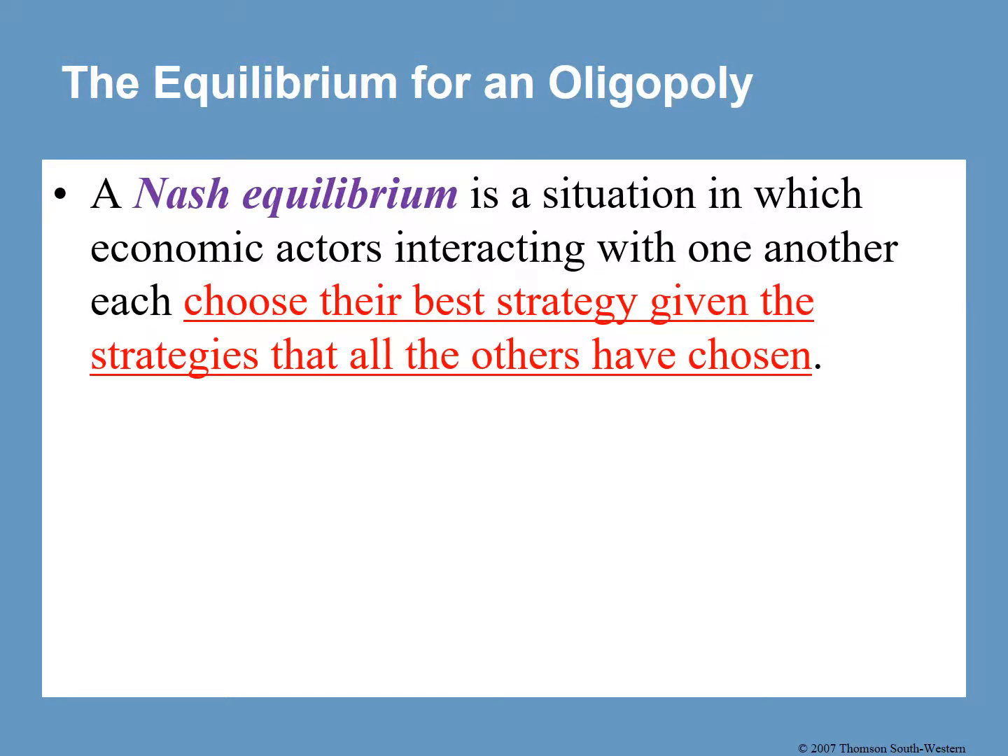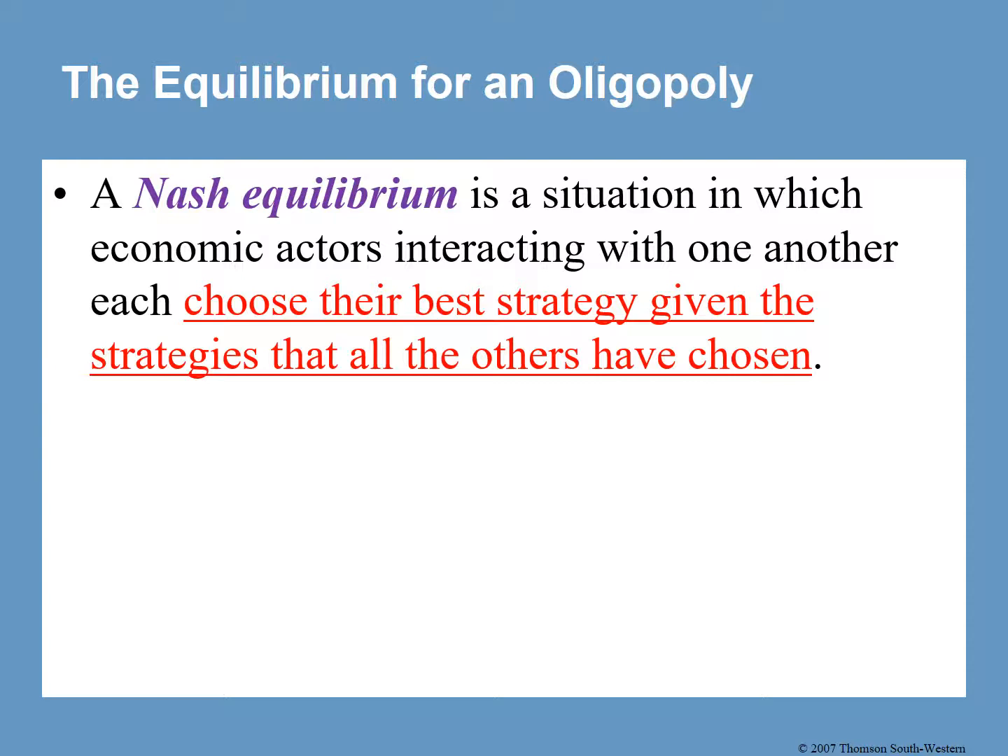Now, as we start to wrap this up for today, I want to talk about what we call the Nash equilibrium. This became famous by a gentleman by the name of John Nash, who actually passed away a couple of years ago. He is famous for being the character in A Beautiful Mind, if you've ever seen that Russell Crowe movie.